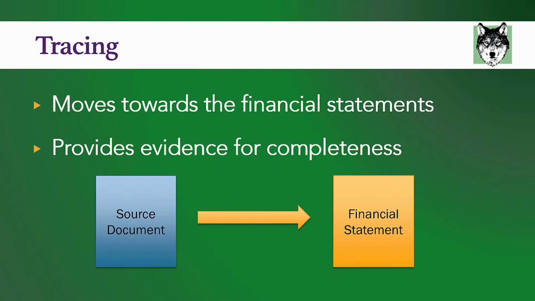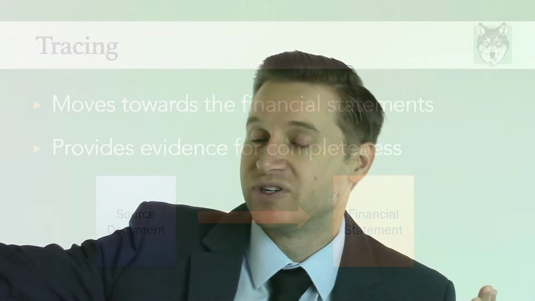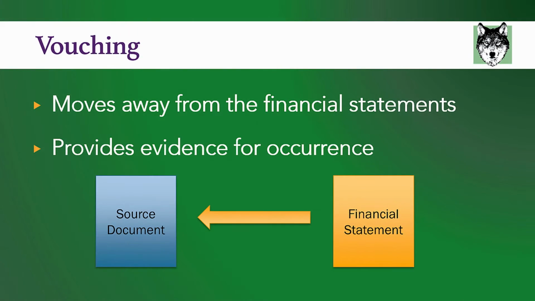Tracing provides evidence of completeness. So if you start with an accounting source document and trace it through to the financial statements, you're showing that that entire transaction is completely recorded. Vouching, on the other hand, provides evidence for occurrence. If you start with a number on the financial statement and go and find the original source document, you are providing evidence that that transaction actually occurred. So two very different things.